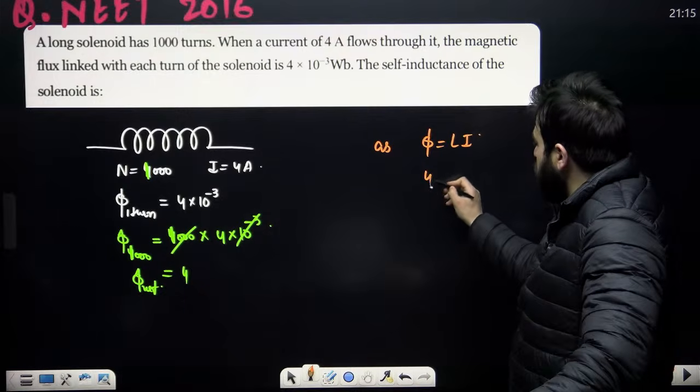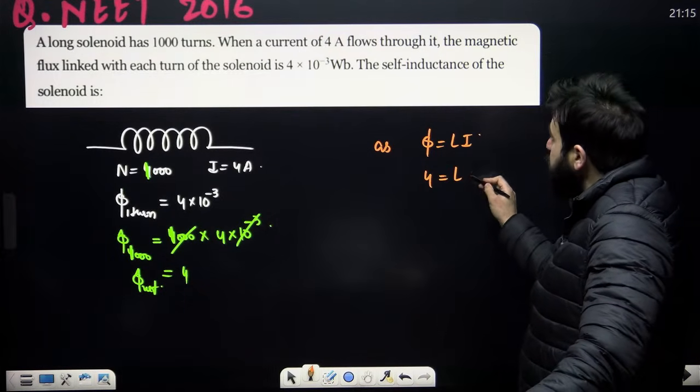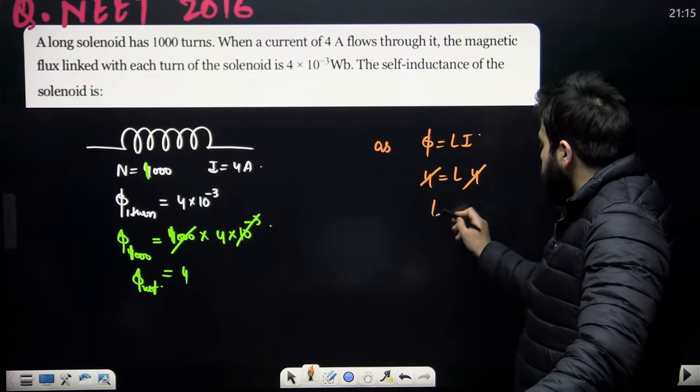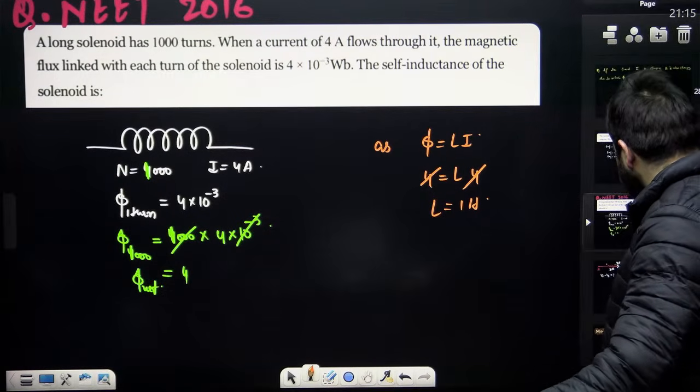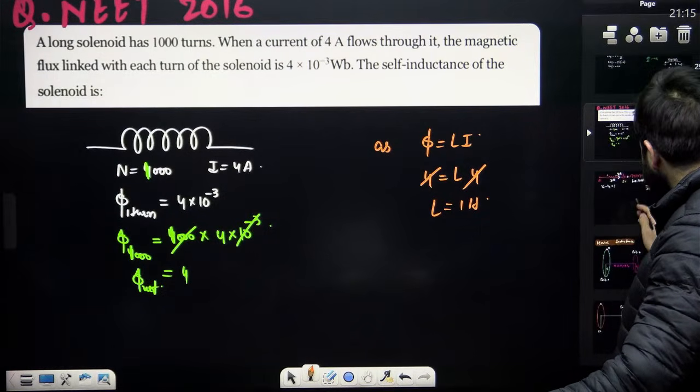Flux is given as 4. L you need to calculate. I is given as 4 ampere. With this and this, L will come out to be 100.